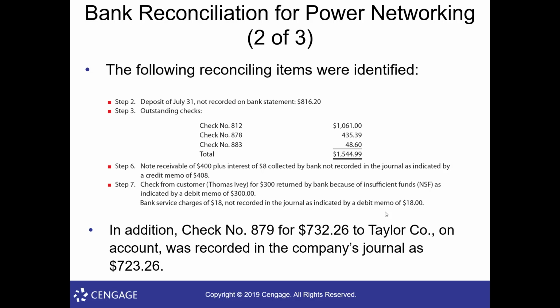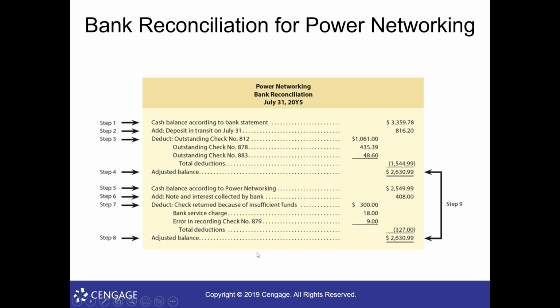So the following items were identified when they did it. They have a check not recorded on the bank statement. So they have these outstanding checks. They have a notes receivable plus interest collected by the bank not recorded in the credit memo. And then customer Thomas Ivy has a $300 return check by the bank for non-sufficient funds, and the bank's service charge is $18. In addition, check number 879 for $732.26 was recorded on the company's journal, so you made a transposition error.